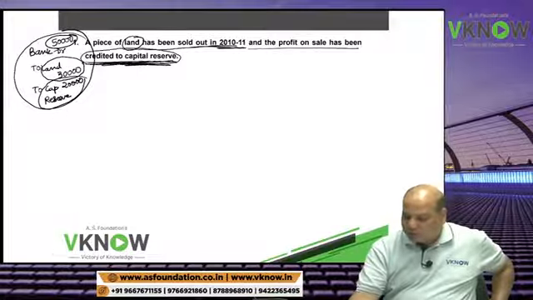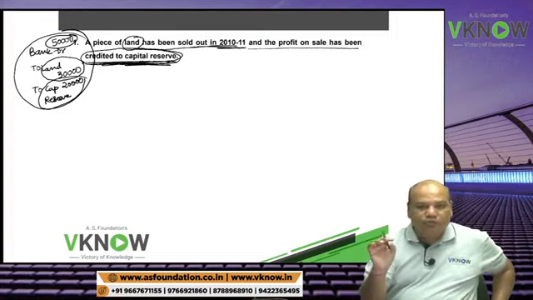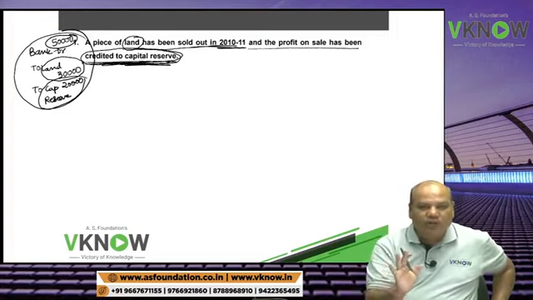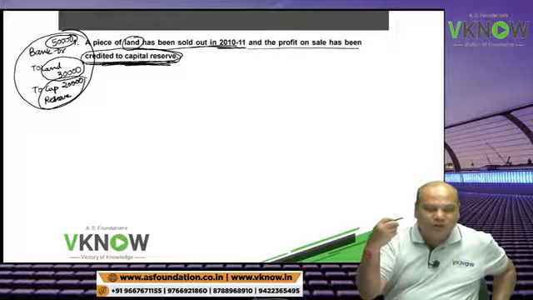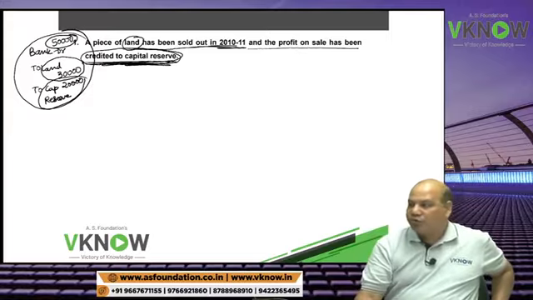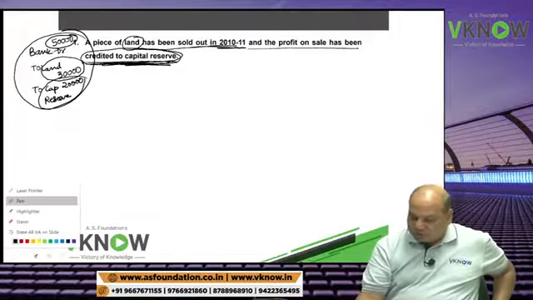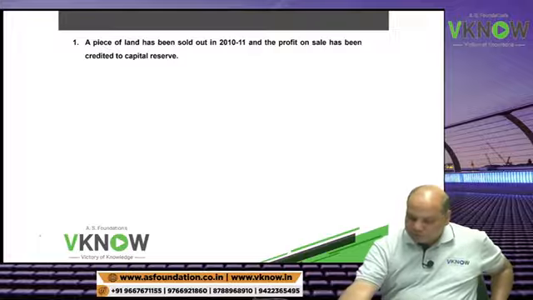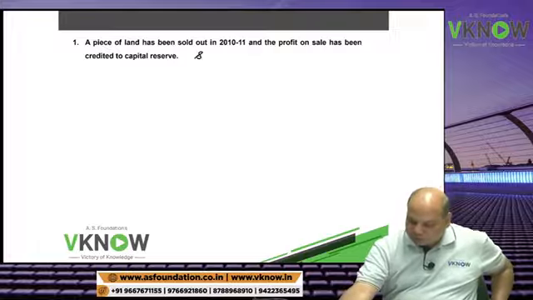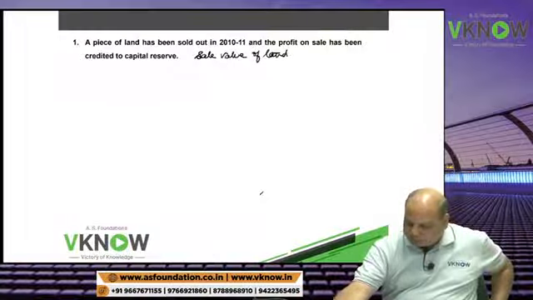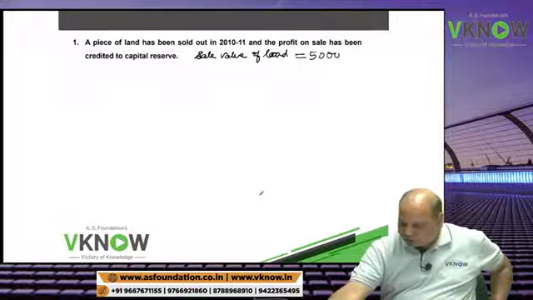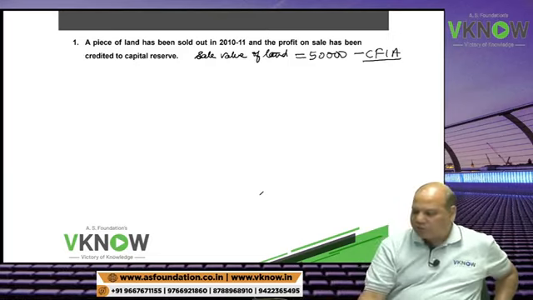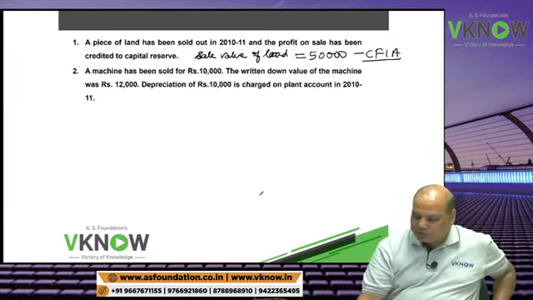Now the student will ask why they have credited capital reserve. We cannot do anything about this. Whatever they have done, we just have to analyze it. We are not passing the entry; the entry has already been passed. So we only have to see what effect they have given. The sale value of 50,000 rupees will be transferred to cash flow from investing activity, CFIA.